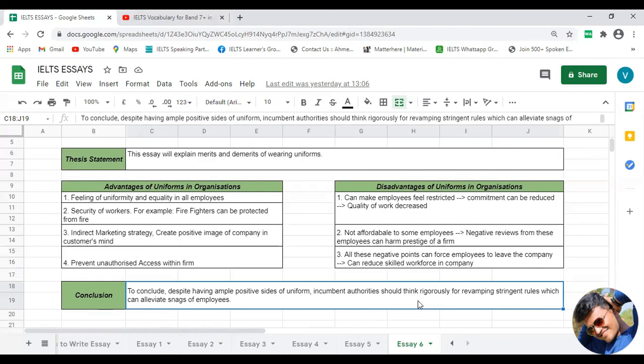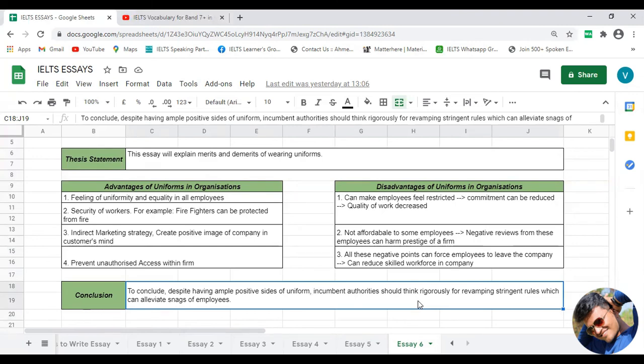So according to me, the existing authorities of the company have to make some flexible policies in which the employees can be allowed to wear informal clothes on certain days, and on certain fixed days they have to wear a uniform also, with some plus and minus, or with some proper arrangement if required. So that is the simple idea of the conclusion.